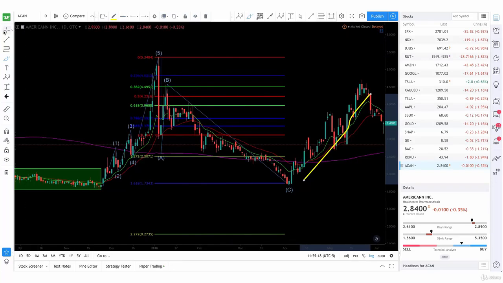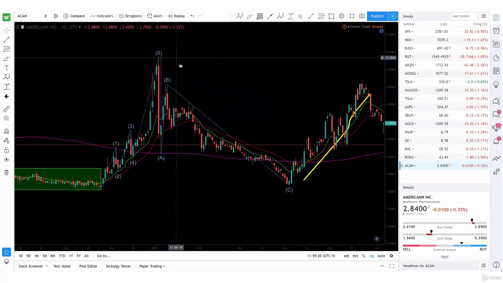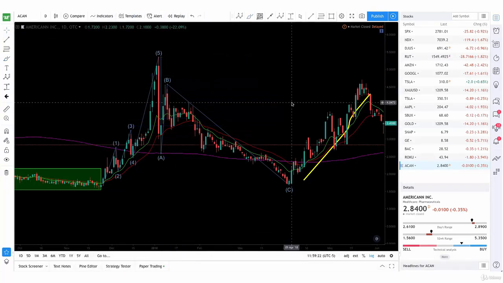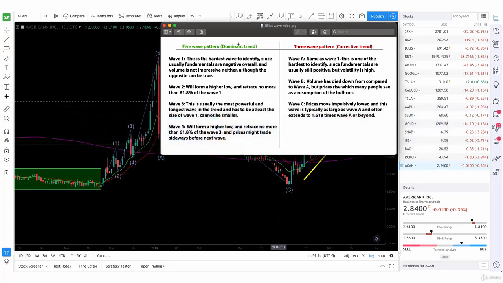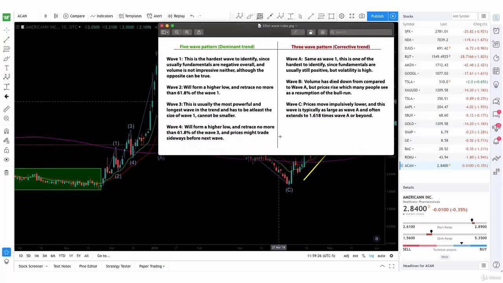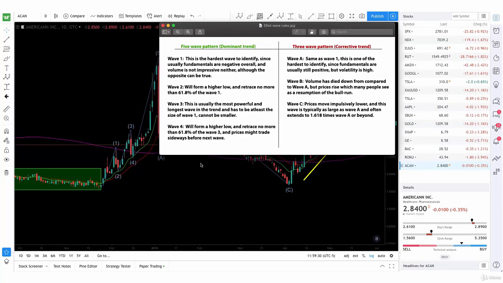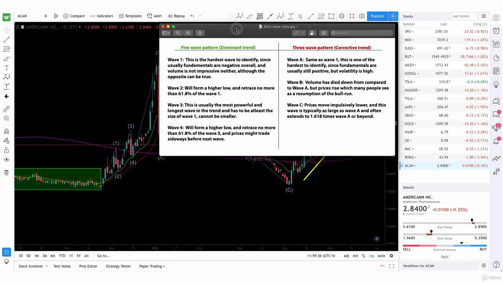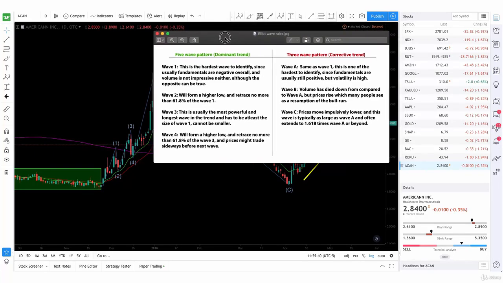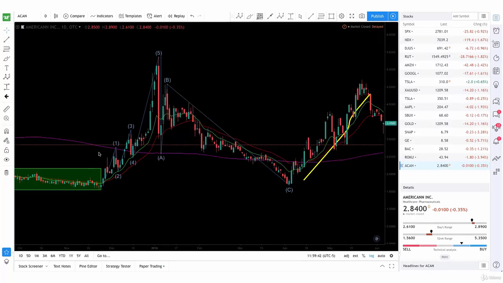This happens on every time frame. You can keep an eye on it. Now I have a little bit about the rules here. You guys can have it, print it out, write it down, and utilize this to identify the different market cycles and the waves.